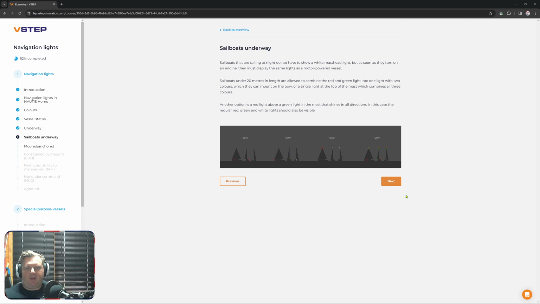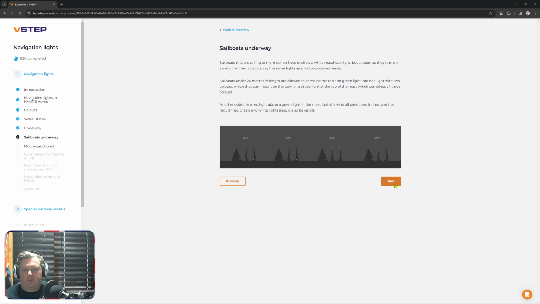Another option is a red light above a green light in the mast that shines in all directions. In this case, the regular red, green and white lights should also be visible. So under 20 meters. Yep, okay.